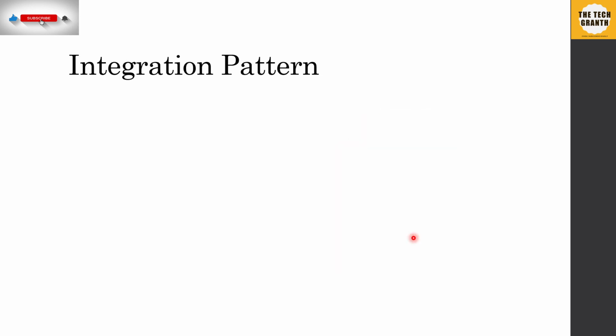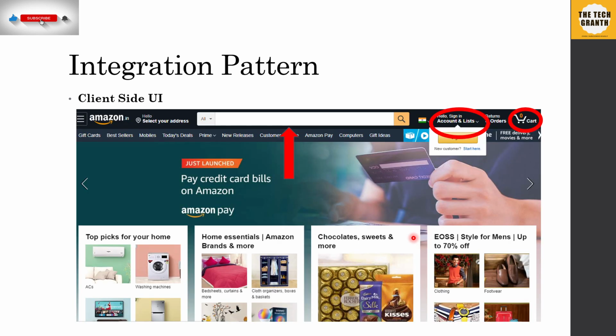Next, let's move to the integration patterns. As part of integration patterns, the first one we will take is the client-side UI. A classical example is again Amazon. This is a picture of Amazon's website. If you see here, we have something for search, something for your accounts and lists, something for cart, returns and orders, and also some pictures which are clickable. You can click here and go to AC, or click here and go to the list of washing machines available for sale.